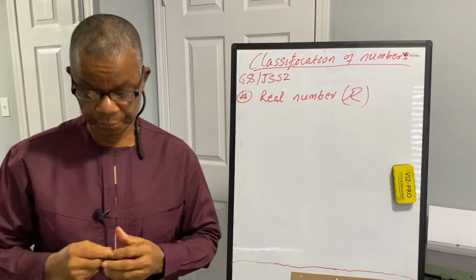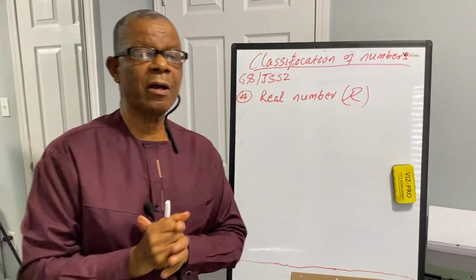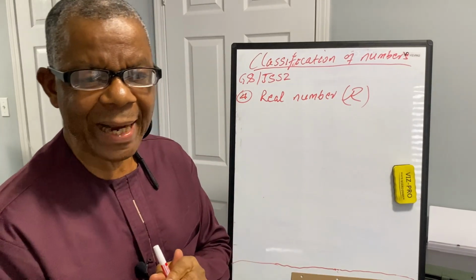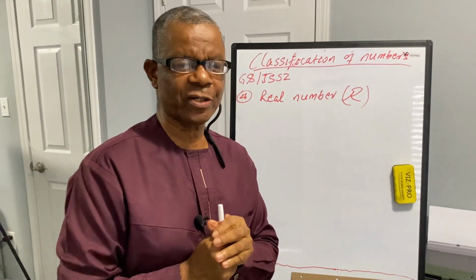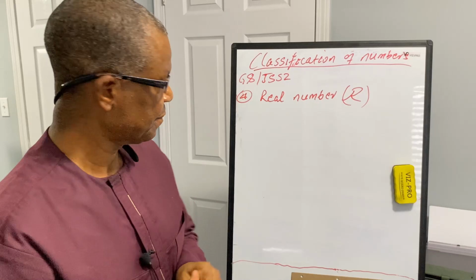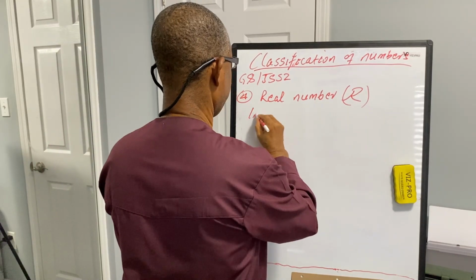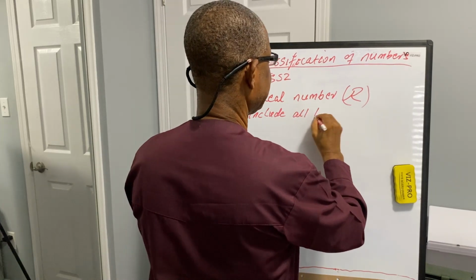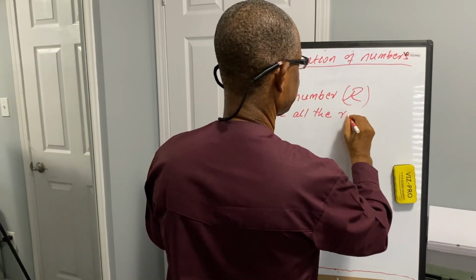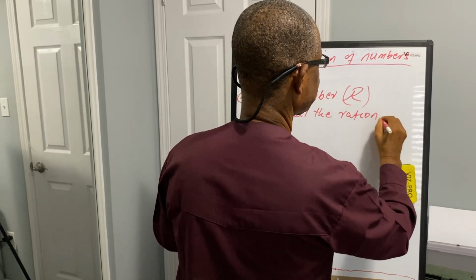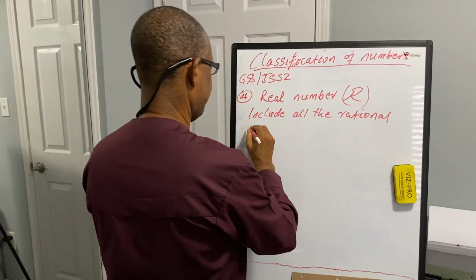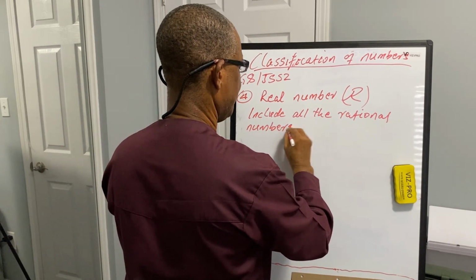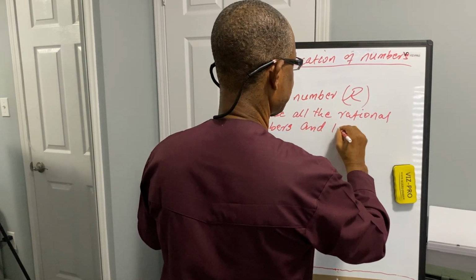Real numbers. Real numbers are numbers that include all the rational numbers and irrational numbers.